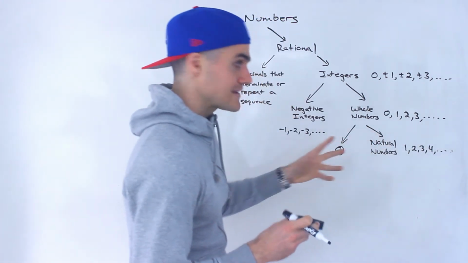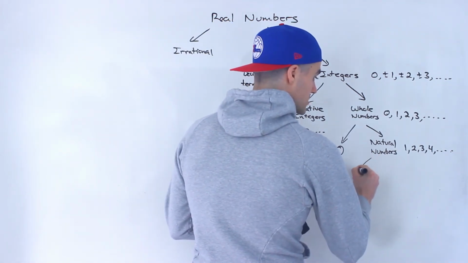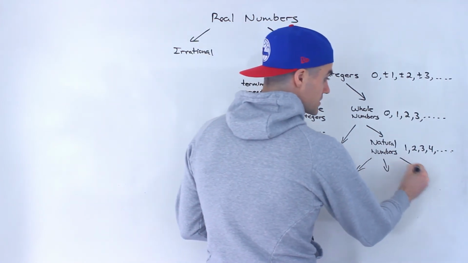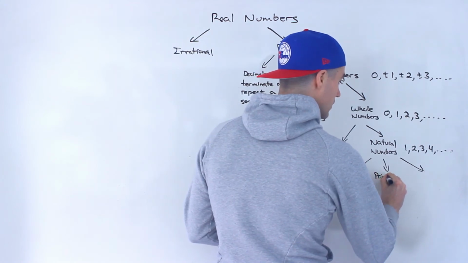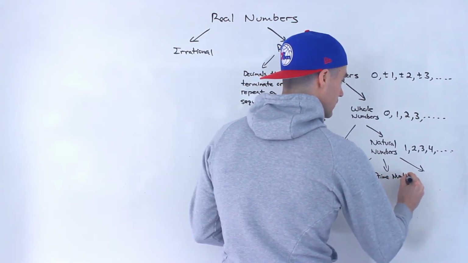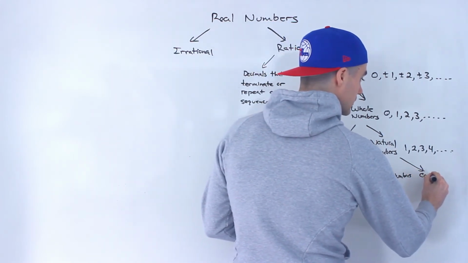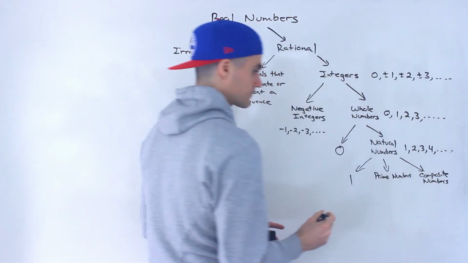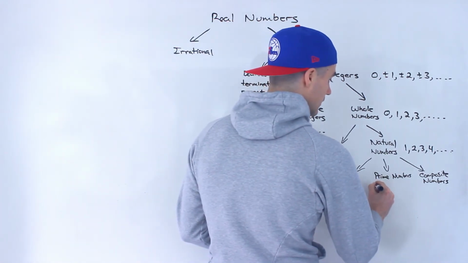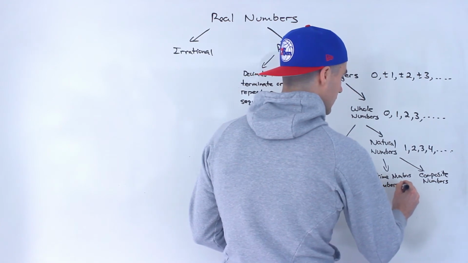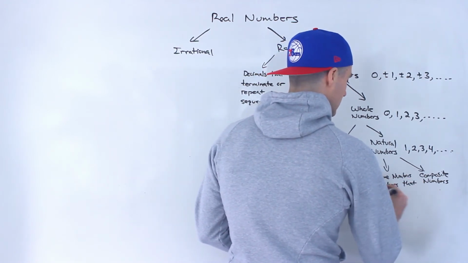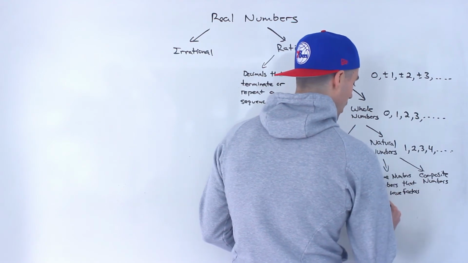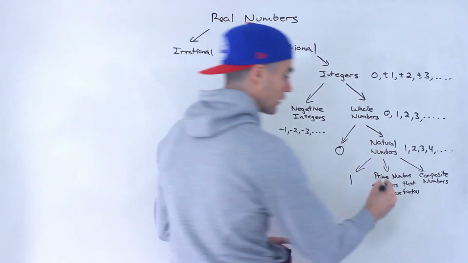And then natural numbers, basically positive integers, are split up either into the number 1, and then the rest of the numbers can be split up into either prime numbers or composite numbers. Okay, and prime numbers are basically numbers that only have factors of 1 and itself.